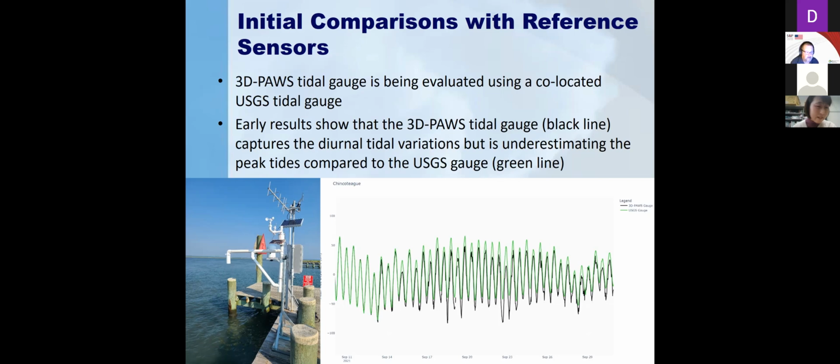And just looking at the data, time series at the bottom for about 2 weeks, you can see again the diurnal cycle of the tide coming in and out, and it's captured very well with our low-cost station compared to the high-end research quality USGS gauge. You do see some differences in the peaks in the tide, and at least based on this initial analysis, our station tends to be underestimating the peaks in the daily tides in this region. So that's something we're looking at, and it'll be a continued area of research going forward.